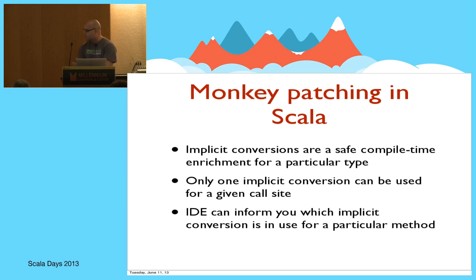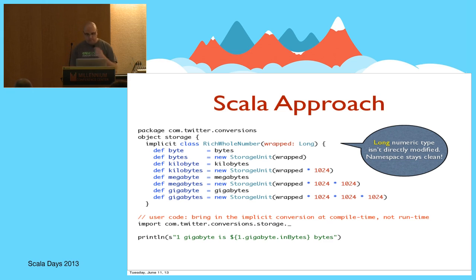So the other nice thing is that the IDEs, as they become more and more advanced, can tell you things. I think IntelliJ underlines methods that come from an implicit conversion or the implicit scope. So this is actually an example from the Twitter Commons Scala library, or util, rather. The basic approach is you define a RichWholeNumber, or just an implicit class that wraps an existing type. In this case, it's a Long.